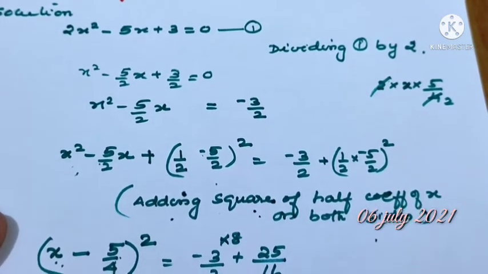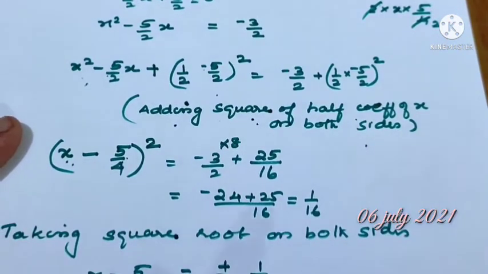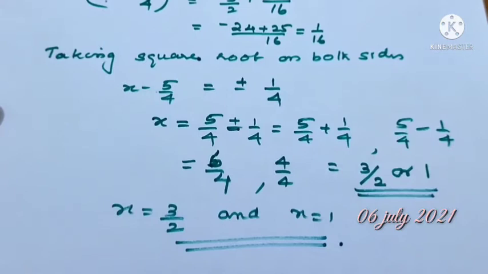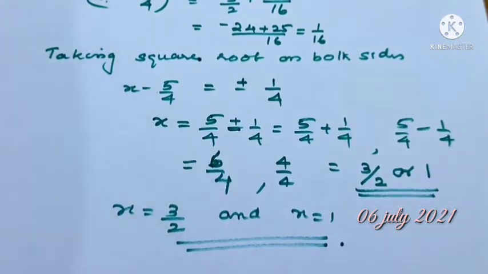Then what is the third step? Taking the square root on both the sides. So finally what is the answer we are going to get? x equal to 3 by 2 or x equal to 1. So I will repeat two or three sums, then you can make it more clear.